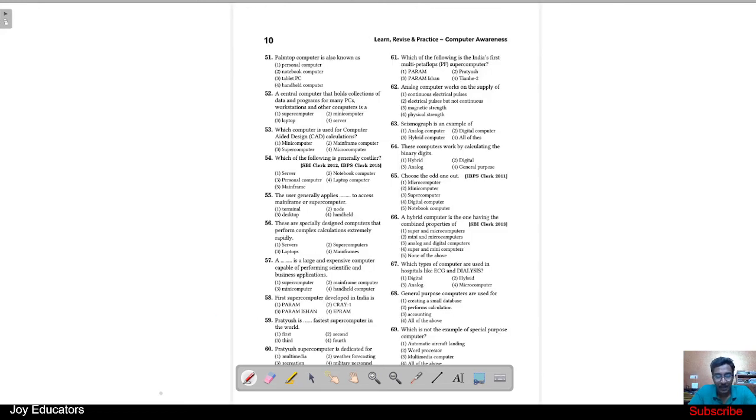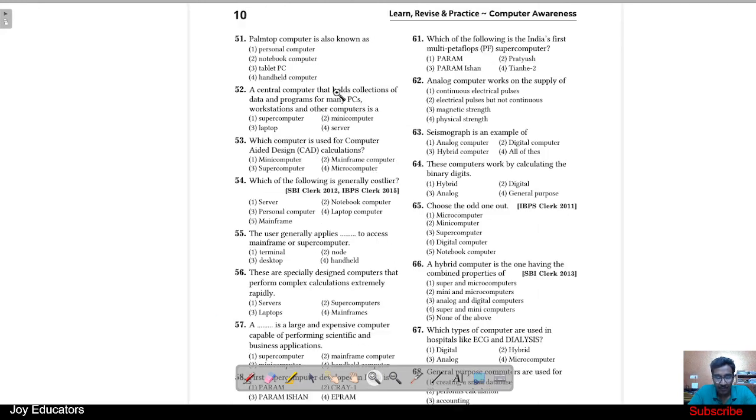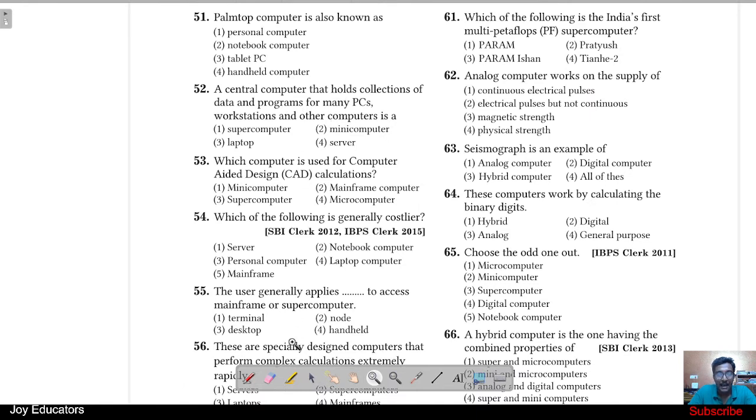And which of the following uses a handheld operating system? It's not much important. Okay, let us move forward with the important ones. Palmtop computers are known as handheld computers. Okay, so central computer, server, and CAD. I already told you, right? Burj Khalifa, how was it designed? By mainframe. Yeah, it's mini computer. Okay. Yeah, that's good.